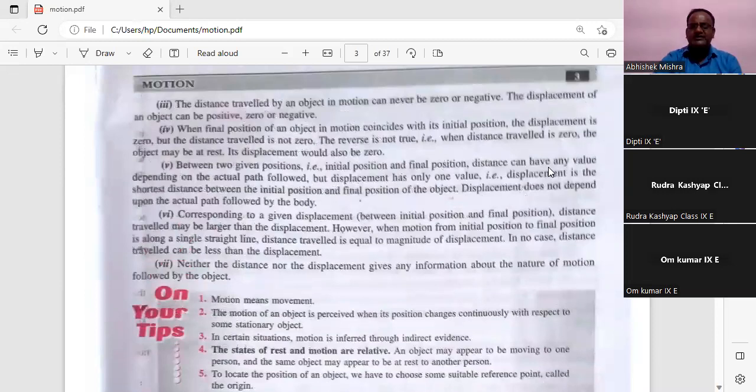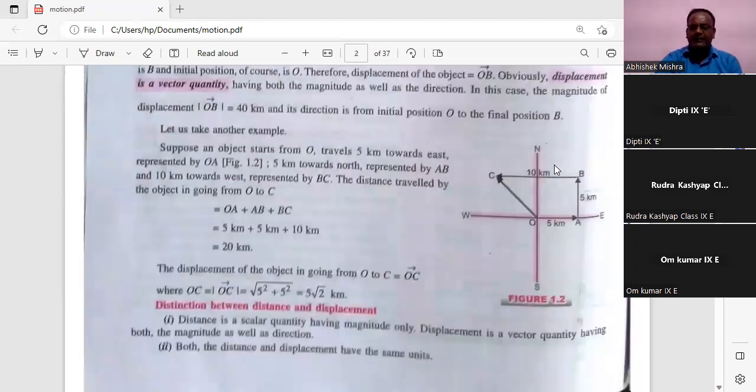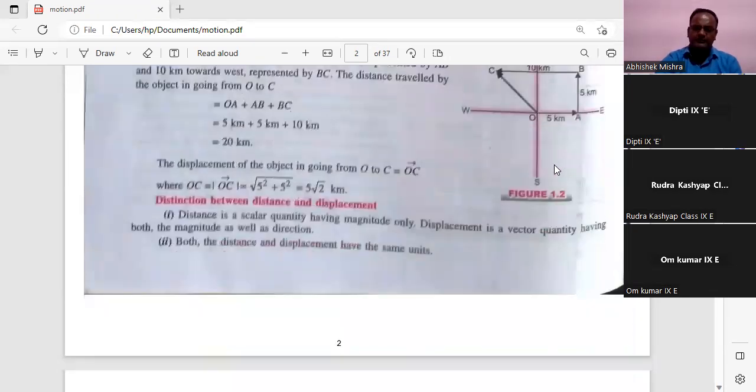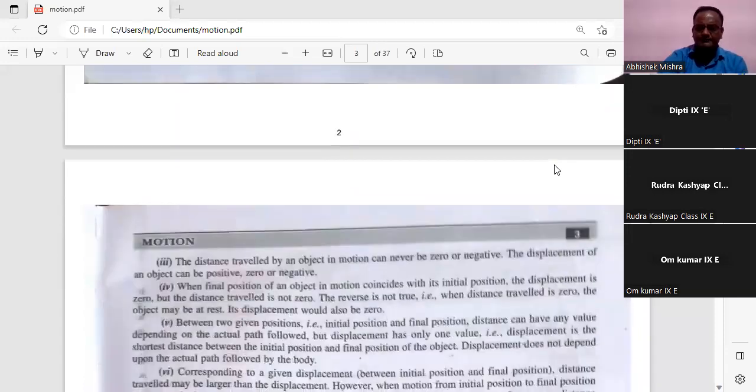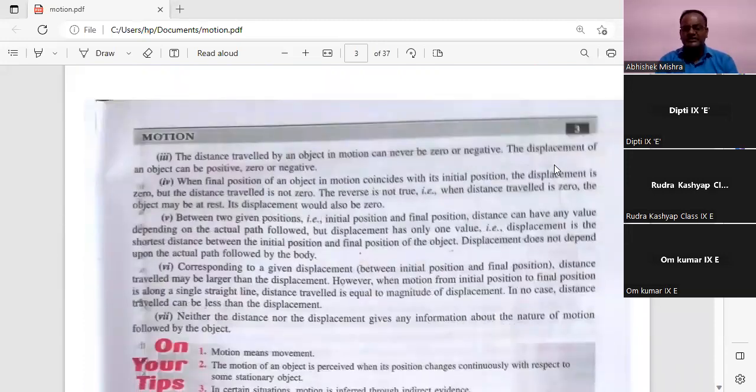Okay, so why is it saying so? We are saying it because the displacement is zero when the final position of the body is coinciding with the initial position, that means the body is coming back to its initial position. At that time the displacement is zero. Got it? And we know how the magnitude of the displacement can be calculated. Day before yesterday, in the other classes also, we have done it. So in that case, we will be saying that the displacement of the object can be positive, it can be negative, or it can be zero also.